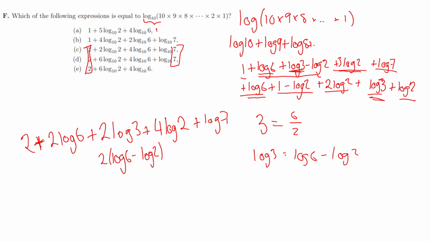So we can add 2 lots of log 6 to our 2 log 6, which gives us 4 log 6. And we're subtracting 2 from our 4 log 2, which gives us 2 log 2, plus log 7. There we go. So our answer is 2 plus 4 log 6 plus 2 log 2 plus log 7, and that is C.